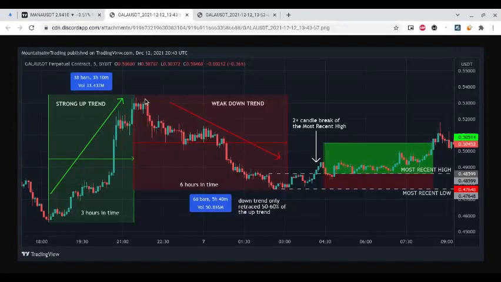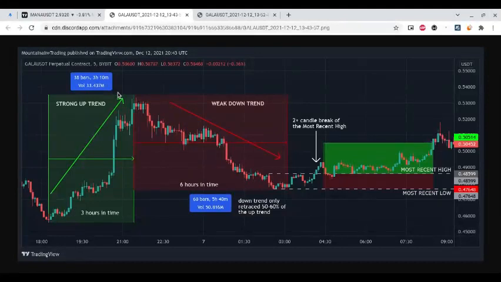Now, after we have this strong uptrend, we want to see a weak downtrend. This weak downtrend should take about twice as long in time than the strong uptrend took. And we want to see this weak downtrend only retrace 50 to 60% of the distance in price that the strong uptrend took. So in this example, as you can see here, this uptrend took about 3 hours in time, and this downtrend took about 6 hours in time. And price retraced about 60% of the uptrend. Perfect.